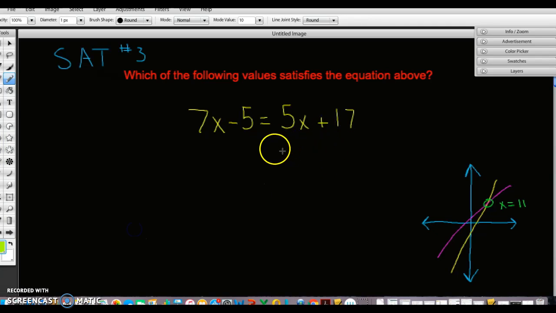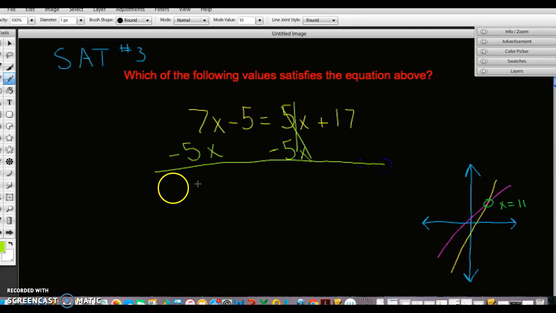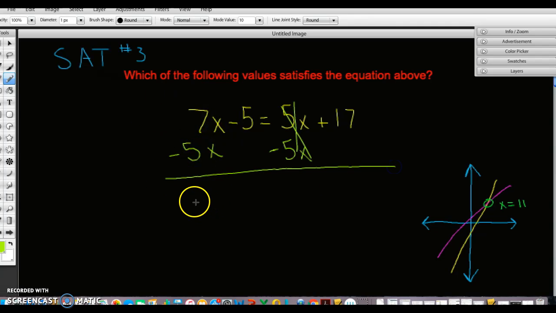All right, so let's go ahead and first combine like terms. I have a 5x on the right side and a 7x on the left side. It's a positive 5, so I'm going to do the opposite of addition, which is subtraction. I'm just combining like terms. So 7 minus 5 is going to be 2x. Minus 5 equals plus 17, or 17. And then I'm going to add 5 on both sides.